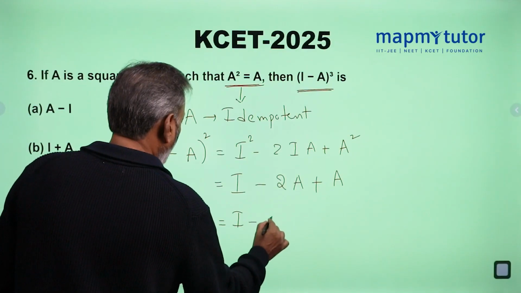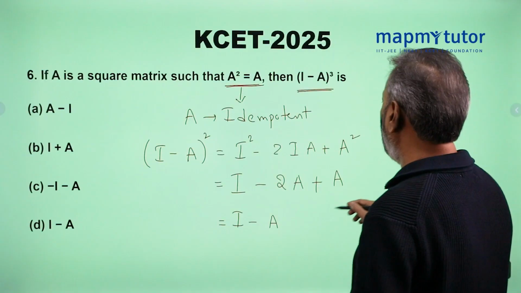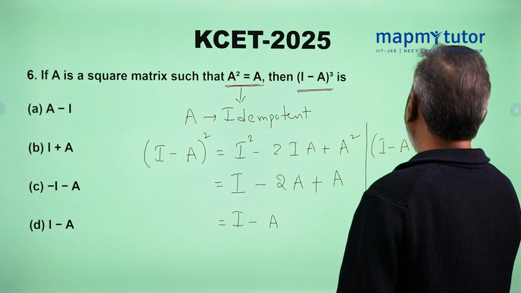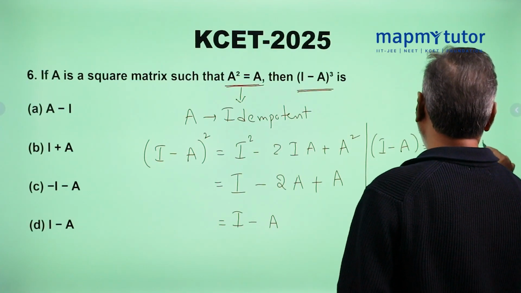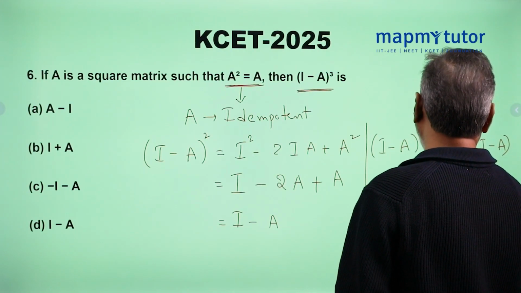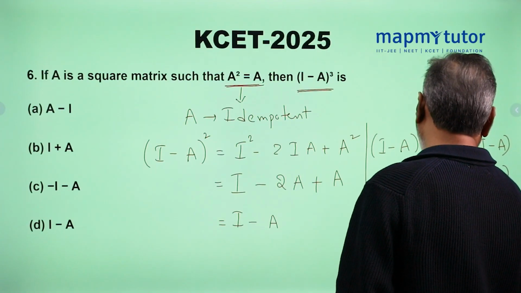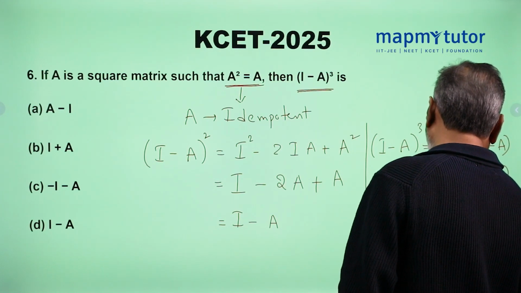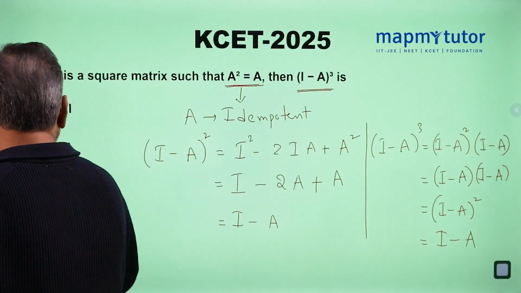Therefore, I got I minus A. So once (I minus A) squared is I minus A, then try to find (I minus A) cubed, which is (I minus A) squared into (I minus A). Just now I proved (I minus A) squared is I minus A into I minus A. And therefore it is (I minus A) squared, which is again I minus A. See, it is recurring. Therefore, the correct option is D.